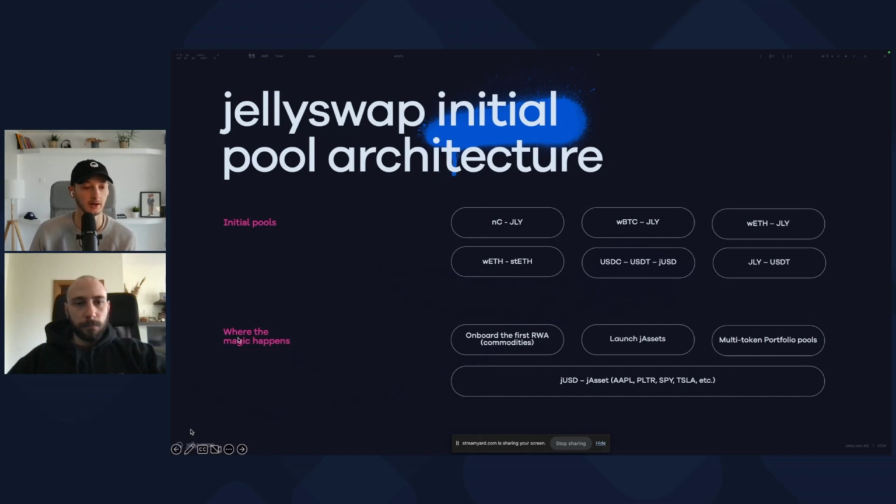And as you said, Jovan, here's where the magic happens. When the real assets are listed, the jAssets are in place, and we can create the portfolio pools, then things will really take off. Yep, for sure.